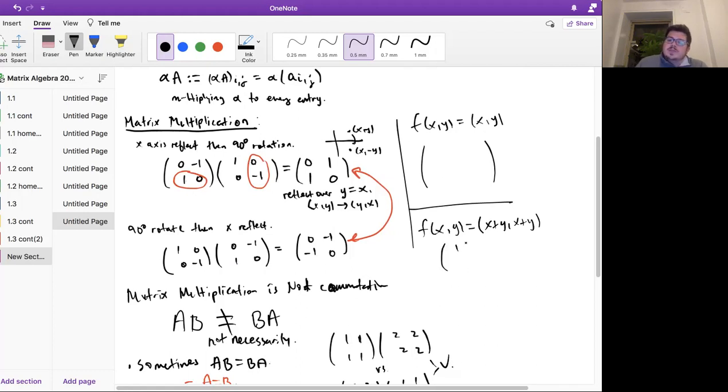What was the question? What is the matrix that doesn't do anything? So in terms of functions, this would be the function f of (x, y) equals (x, y). So nothing changes when you apply the function. The proposal is 1, 1, 1, 1, but that does change it.